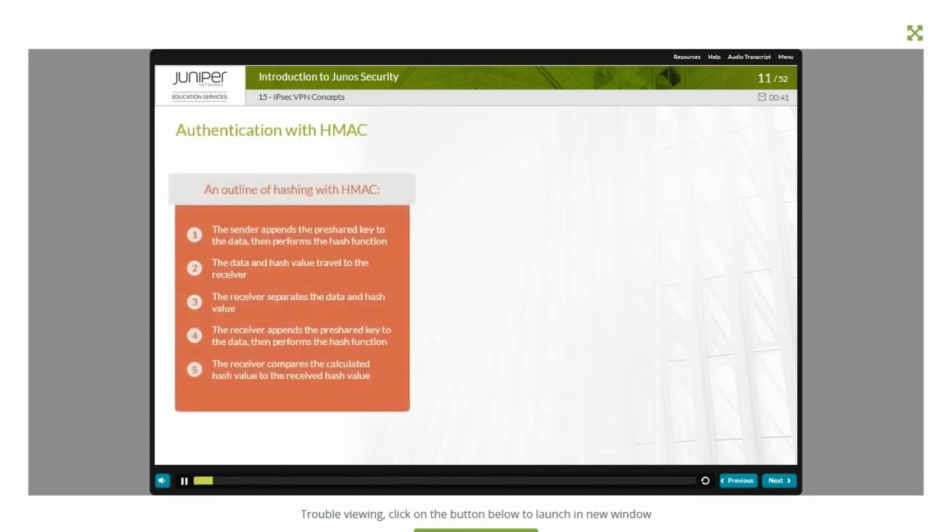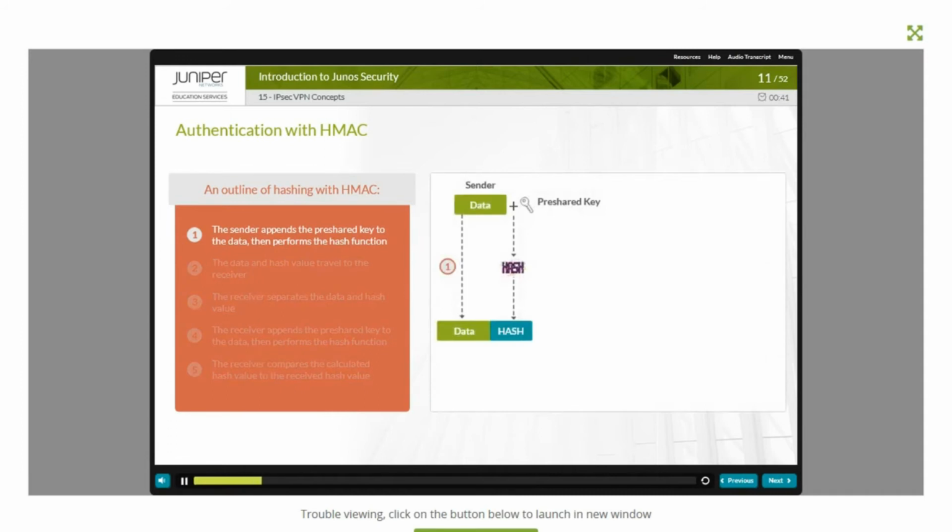The following list outlines hashing with HMAC. The sender appends the pre-shared key to the data, then performs the hash function. The data and hash value travel to the receiver.